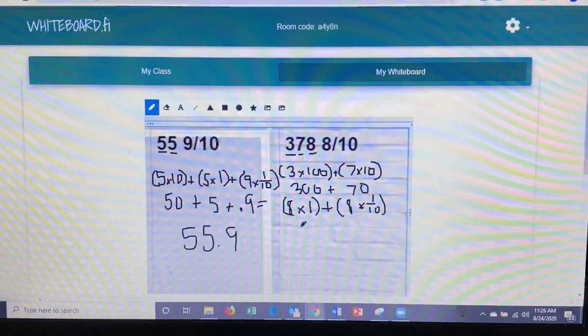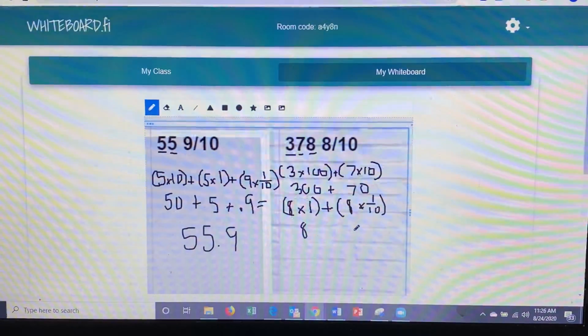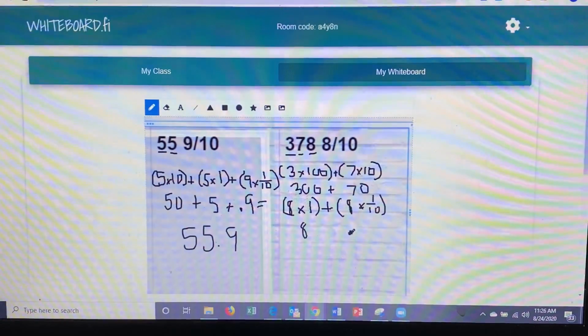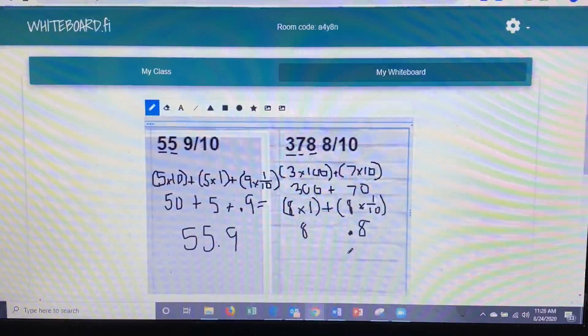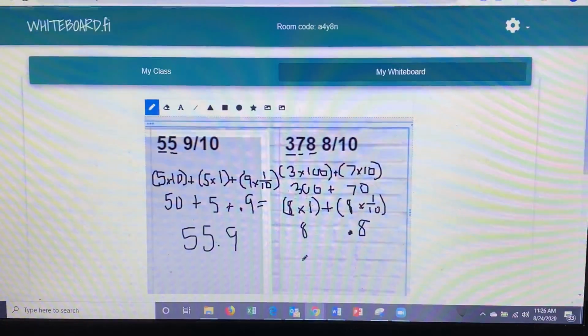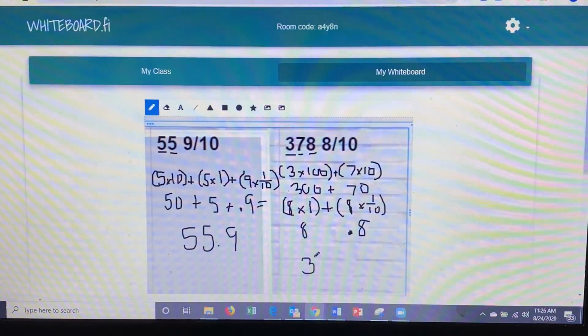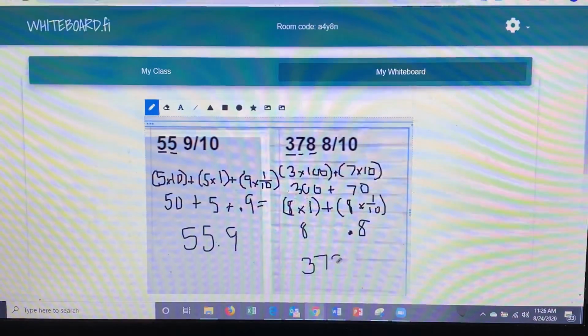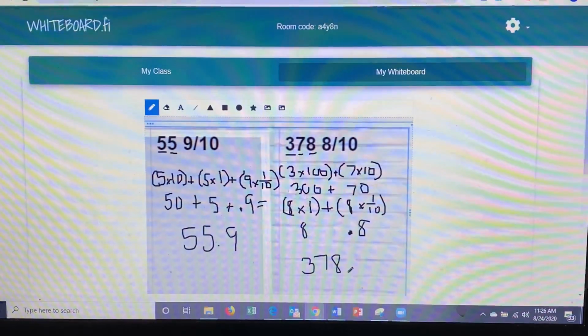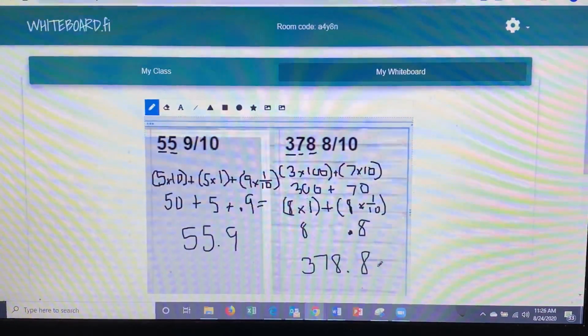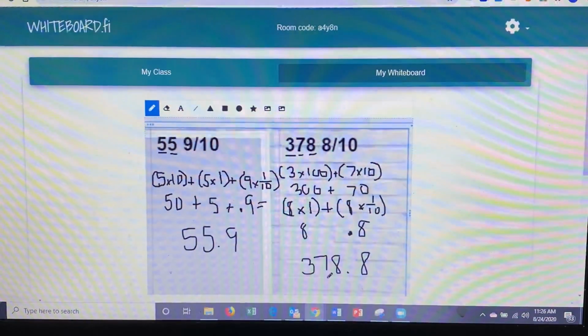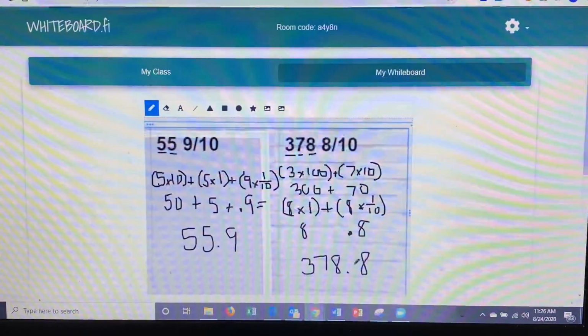8 times 1 is 8. And now I have to change this 8 times 1/10 as a decimal. So I put my decimal point and I put my 8. When I put it all together, I will get 378.8, or 378 and 8/10.